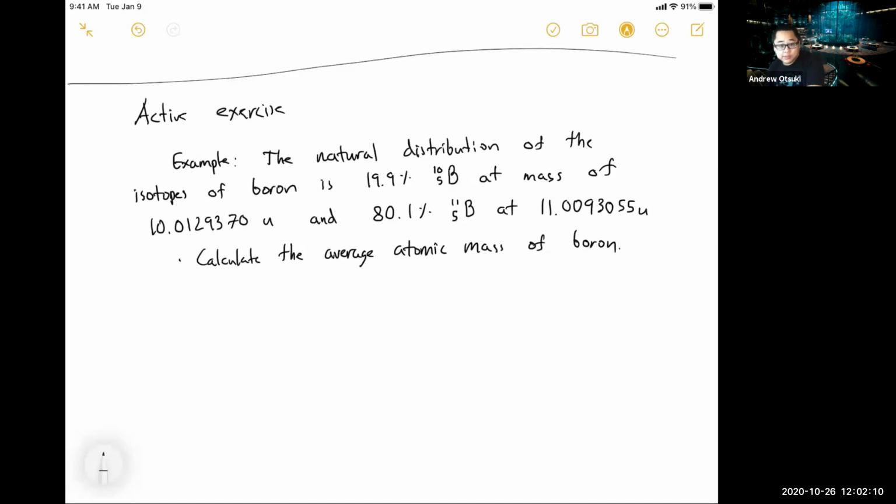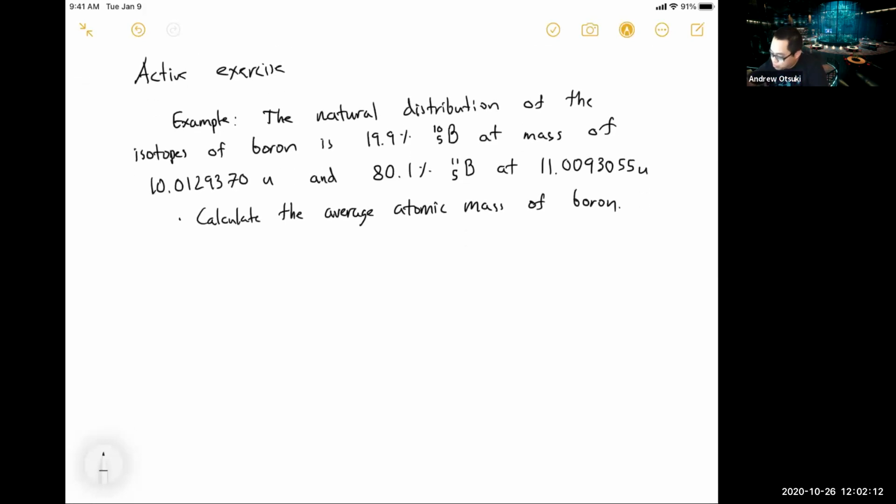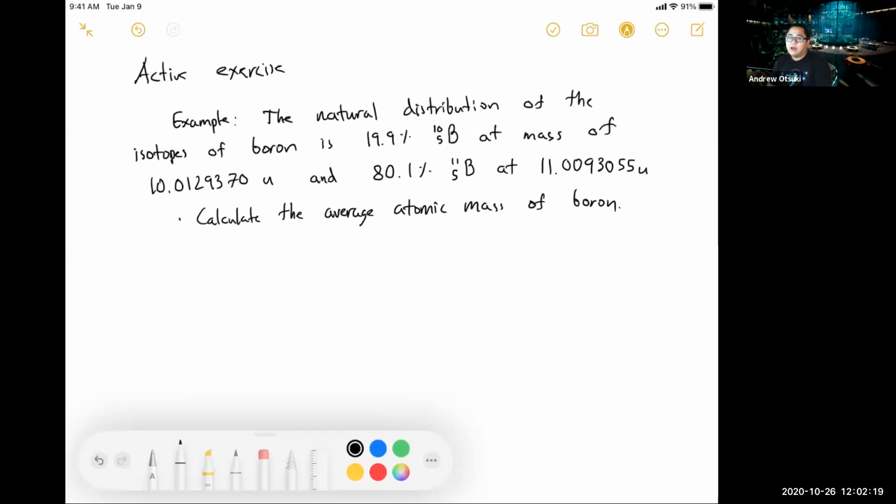So how will we do this? What you want to do is figure out how much weight is the average mass of boron. So what we do is we calculate the product of the percent of the isotope multiplied by the mass of the isotope in atomic mass units.